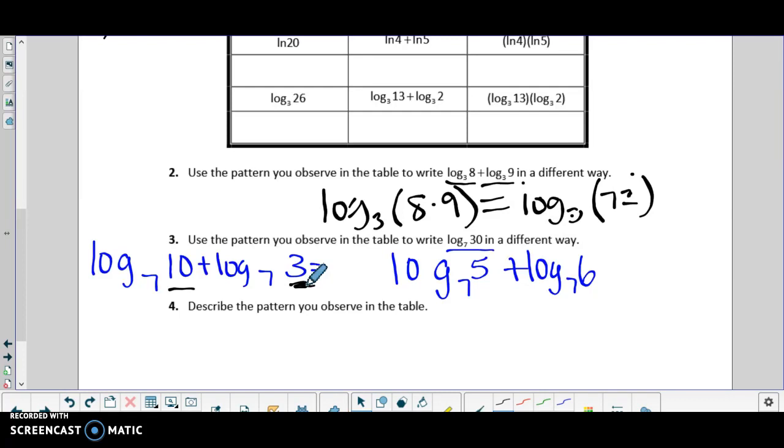10 times 3, that would condense down to be a log base 7 of 30. 5 and 6, those are 2 different factors that give us 30. You could have done log base 7 of 1 plus log base 7 of 30. Anything where, if you're adding between them, you would multiply the arguments and give you 30. Okay? So mainly the pattern you've got to know is that when we're condensing and expanding, or going from multiple logs to 1 log, multiplication goes with addition. Okay?